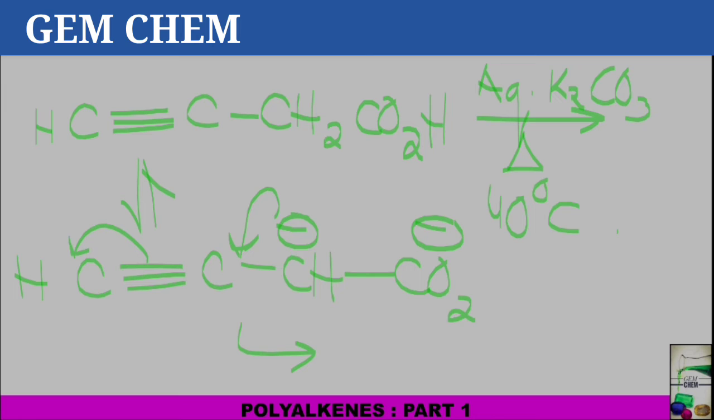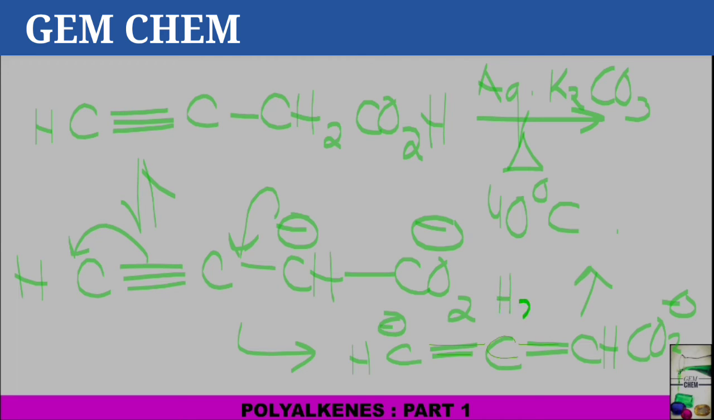this one. See here, CH minus, C double bond CH, CO2 minus. Finally, the product which we get on addition of water is this one. CH2 double bond C double bond CH, CO2H. Okay. Now, this is the method to prepare allene from alkynes.